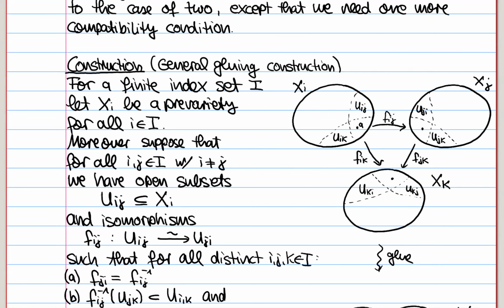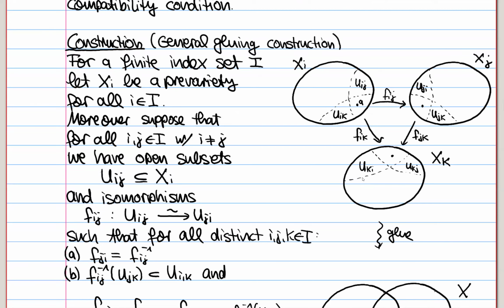And moreover, suppose now we need to do the overlap. So suppose we have Uij in each Xi for j not equal to i, together with isomorphisms from Uij to Uji, which sits in Xj. Before this was already enough, but now in the case of 3 or more prevarieties, we need some extra conditions, namely because we now also allow to go from j to i, so we want the morphism from here to there to be just the inverse of this morphism.